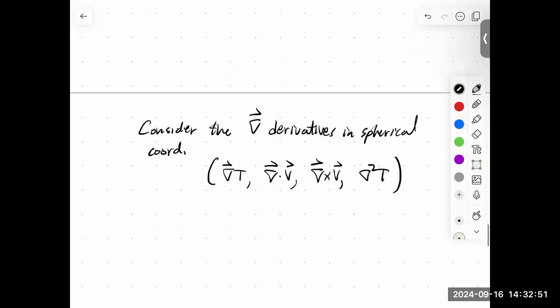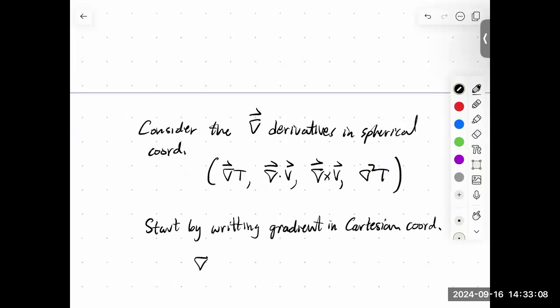Okay, so we start by writing down the gradient in Cartesian coordinates. We know how to do that. The gradient of some scalar function is the x derivative in the x direction plus the y derivative in the y direction plus the z derivative in the z direction.